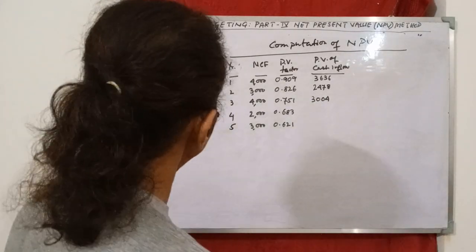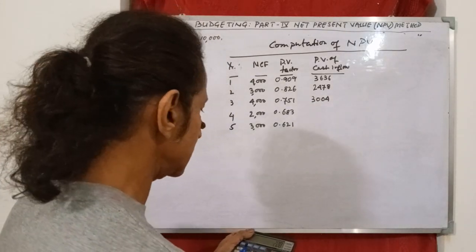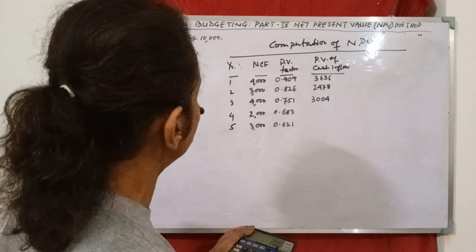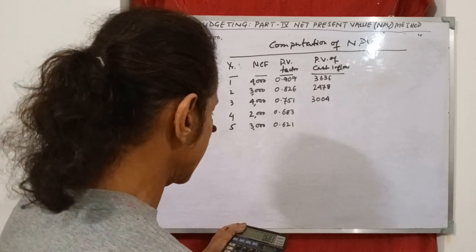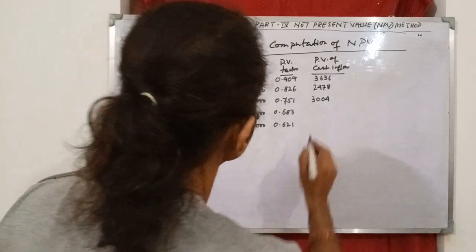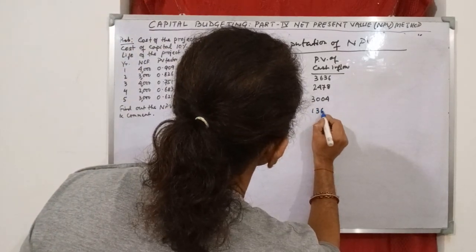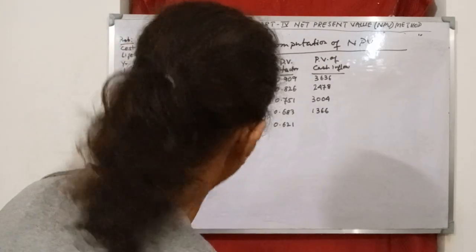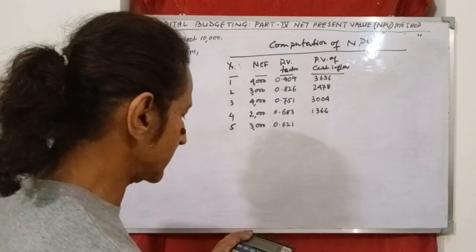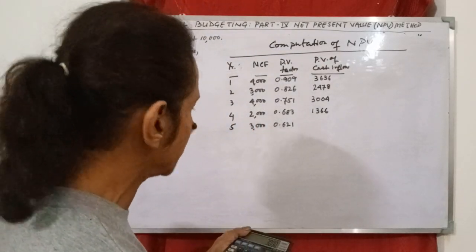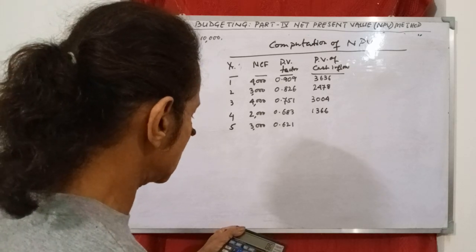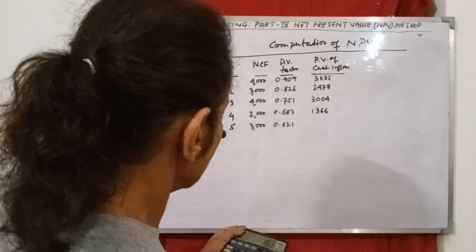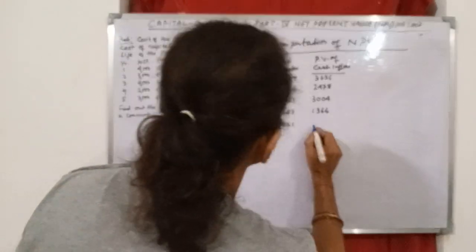Now come to year 4, that is 2,000 multiplied by 0.683, and this comes to 1366. And in year 5 it is 3,000. So multiply 3,000 by 0.621. This gives us 1863.